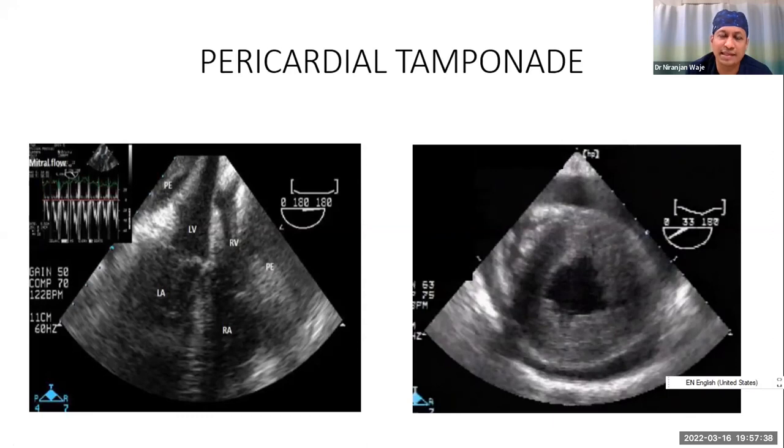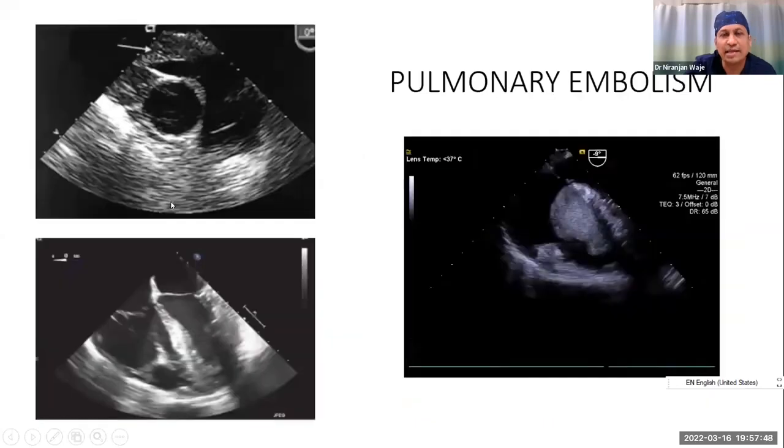And tamponade is a clinical event. Any small amount of clot sitting and causing RV systolic collapse or RV diastolic collapse, as seen in the left-hand side picture here, can also lead to tamponade.